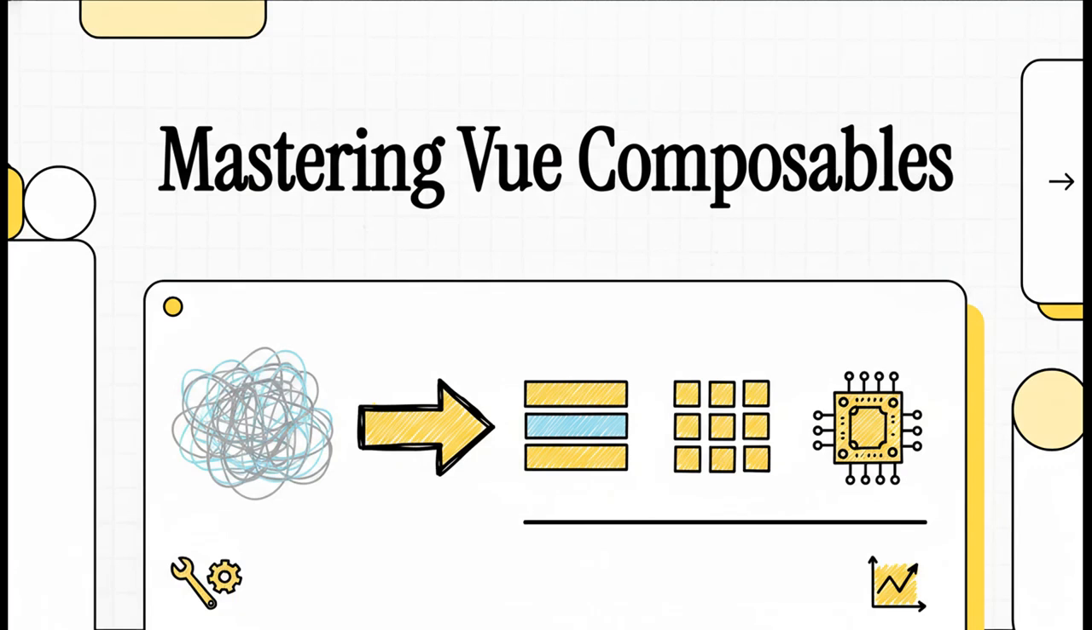You know how it goes, right? You build a new Vue composable, it's clean, it's beautiful, but then a few new features later, it's an absolute mess. Well, today we're going to dive into 13 essential patterns that will take your composables from just working to being truly professional, clean, and a breeze to maintain.